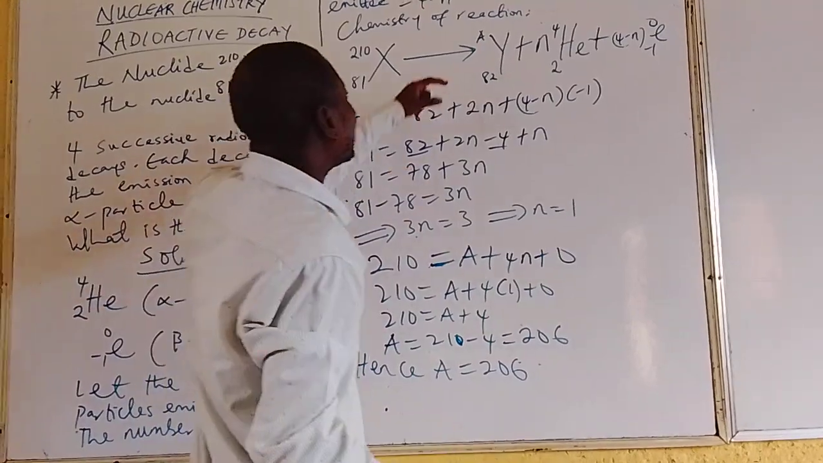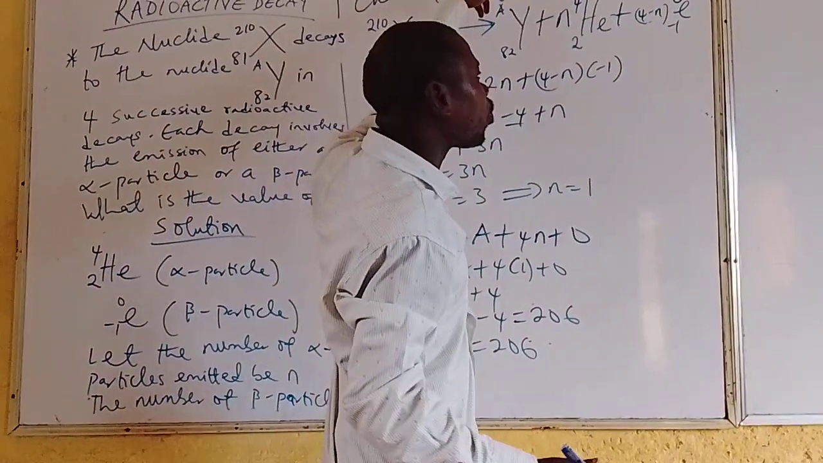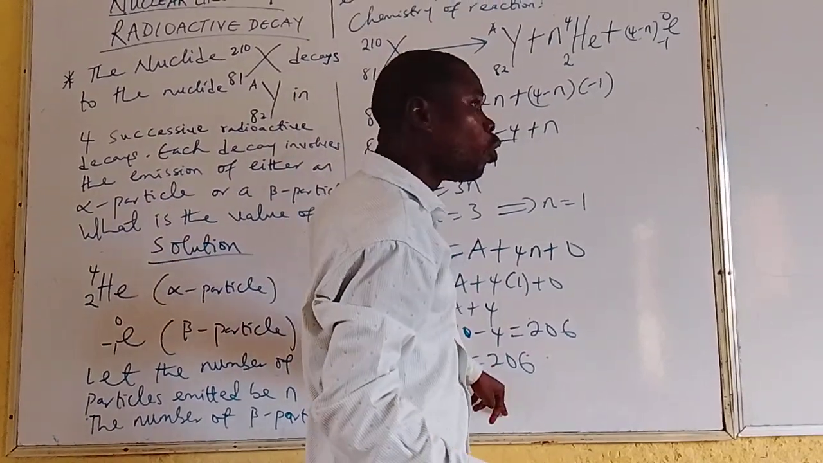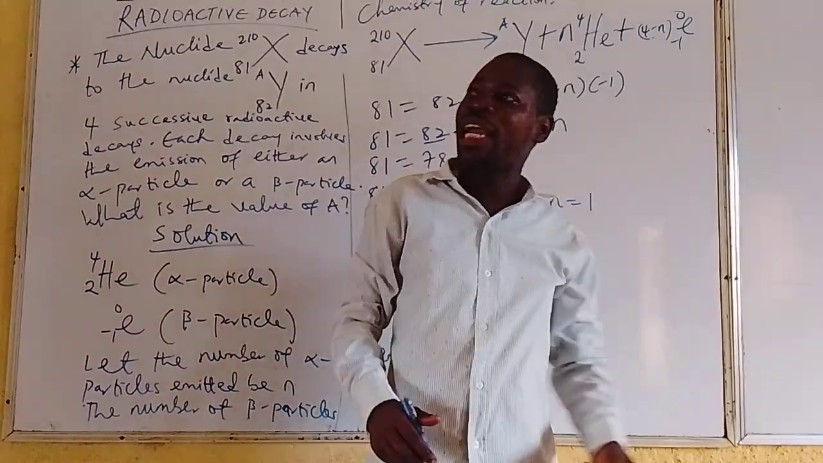So that implies that the mass number or the atomic mass of the new element formed after the decomposition is 206. So that is the end of the class.